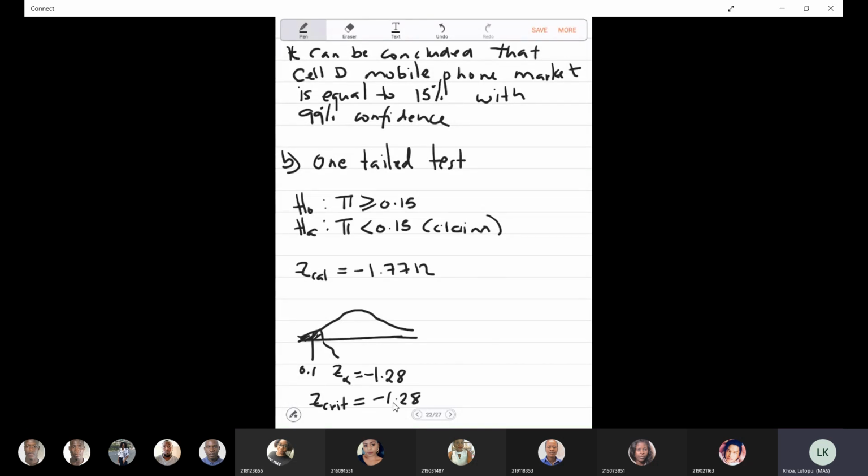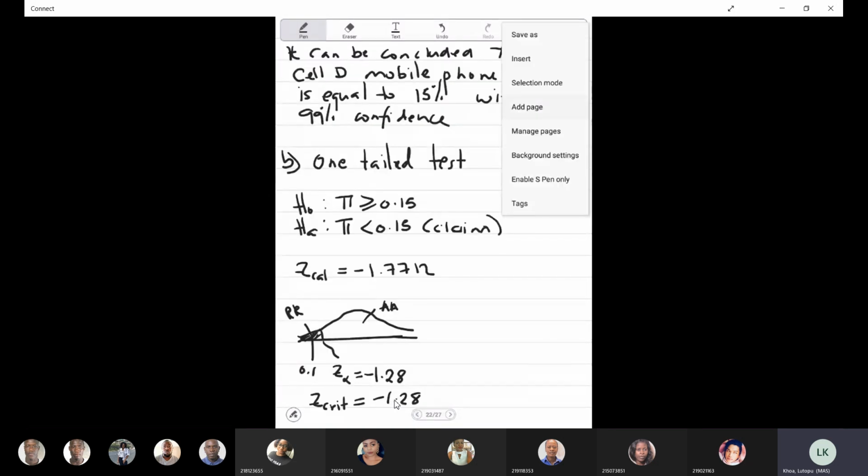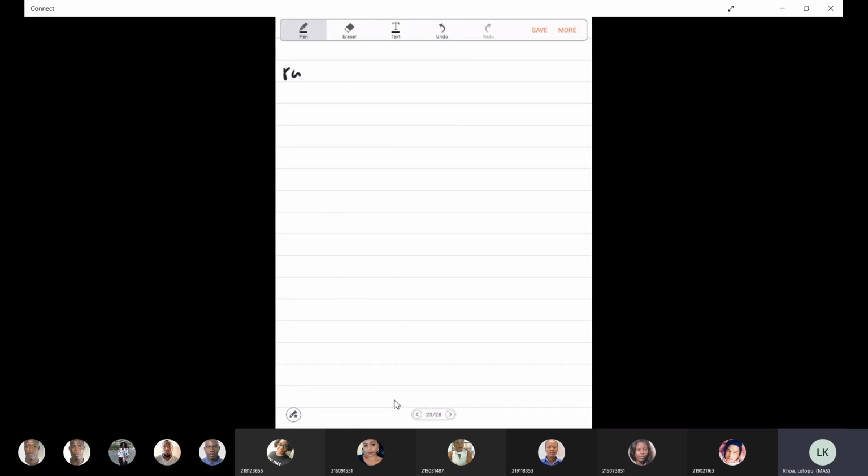Okay, so if this is our critical value, we need to then state a rule that relates to the critical value. So we've shaded this part over here as our rejection region, and this is our acceptable region. So this means that if we calculate a Z value that is less than this value here, then we will reject the null hypothesis. So our rule is that we will reject H naught if the Z that we calculate is less than negative 1.28.